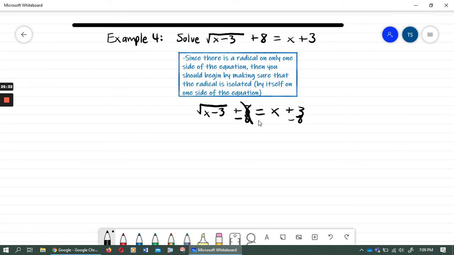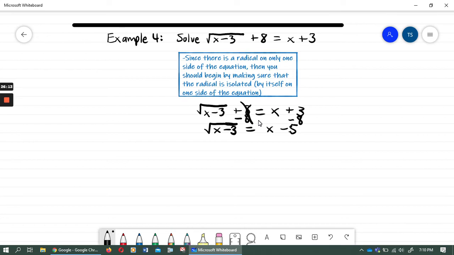When we do that, it cancels out those 8s. We're left with the square root of x minus 3 on the left side of the equation. On the right side of the equation, we've got x minus 5, because again, 3 minus 8 gives us negative 5. Wish that was a little bit neater than that, but it's all good. Alrighty. So now we do have that radical isolated.